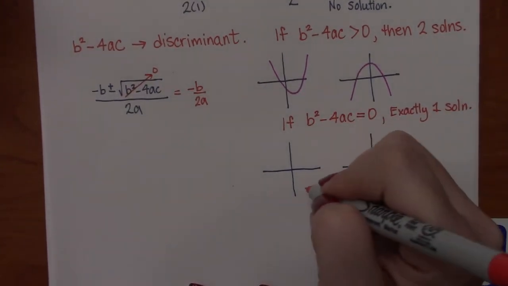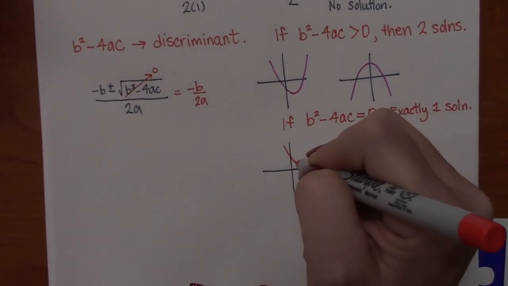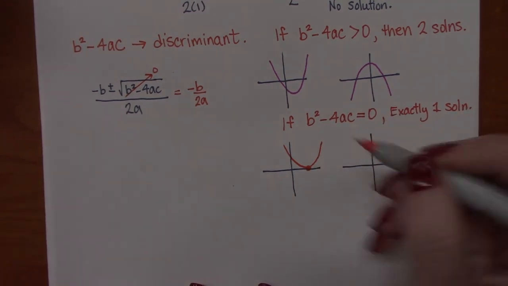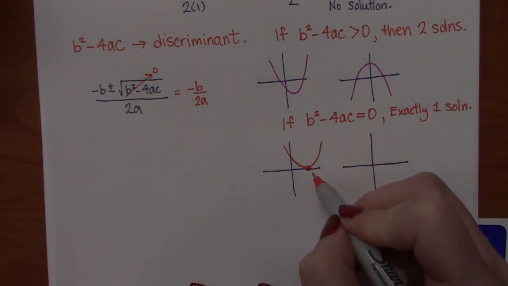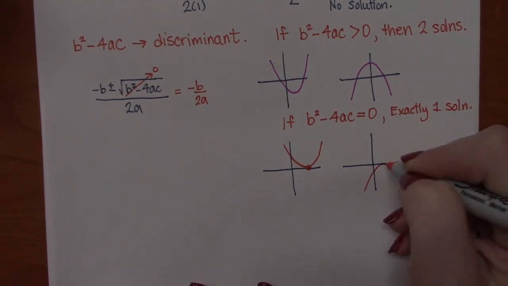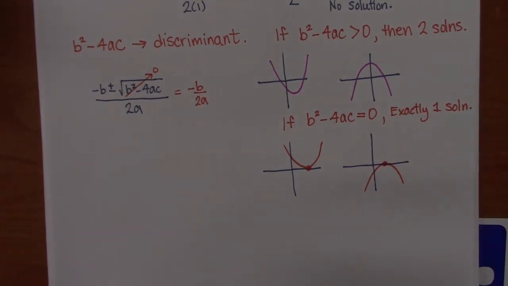You could have a parabola that opens up whose vertex is located right on the x-axis. So that would be your one unique solution x. Or we could have a parabola that's opening down, but the vertex is still lying on the x-axis. So that's why you're only going to see one intersection.